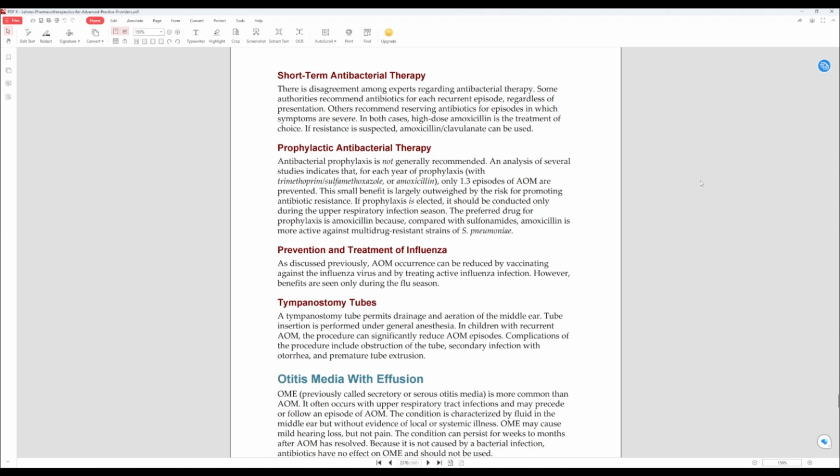The prophylactic antibacterial therapy. Antibacterial prophylaxis is not generally recommended. An analysis of several studies indicates that for each year of prophylaxis, only 1.3 episodes of AOM are actually prevented. This small benefit is largely outweighed by the risk of promoting antibiotic resistance. If prophylaxis is elected, it should be conducted only during the upper respiratory infection season. The preferred drug for prophylaxis is amoxicillin, because compared to sulfonamides, amoxicillin is more active against multi-drug resistant strains of S. pneumoniae.